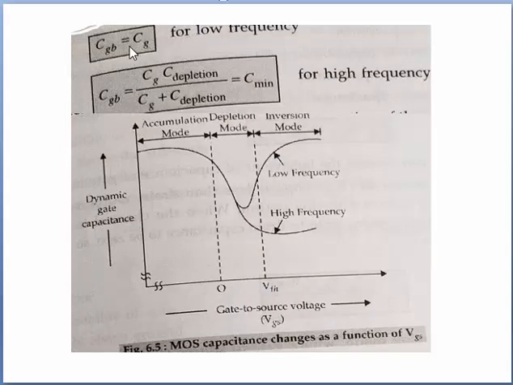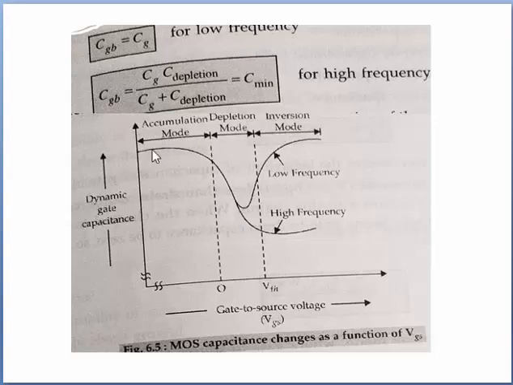So CGB is equal to CG for low frequency, and CGB is equal to CG times C depletion, whole divided by CG plus C depletion, that is equal to C minimum for high frequency. This means when the frequency is low, the capacitance is higher, and when the frequency is high, the capacitance is reduced. And there are three different modes: the accumulation mode, the depletion mode, and the third one is the inversion mode.